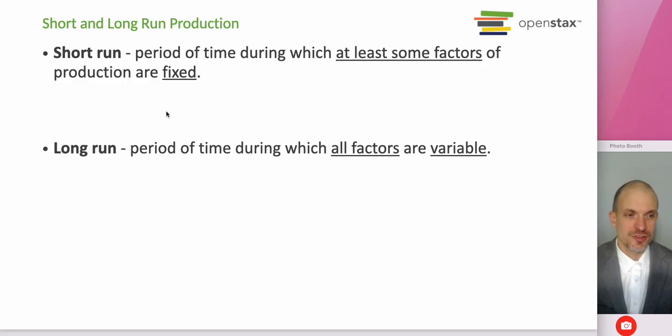The short run is just the period of time in which at least some factors of production are fixed, and the long run is the period in which all factors are variable. Importantly, short run versus long run doesn't have anything to do with time.